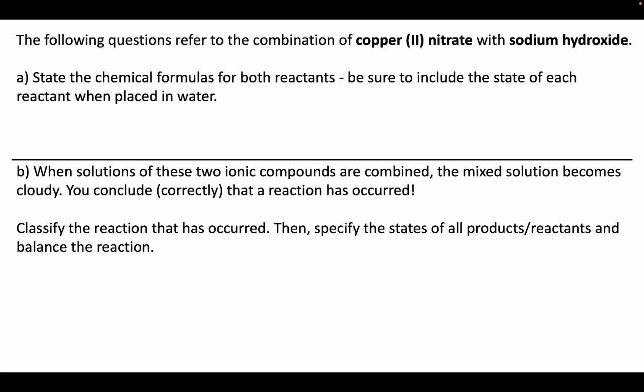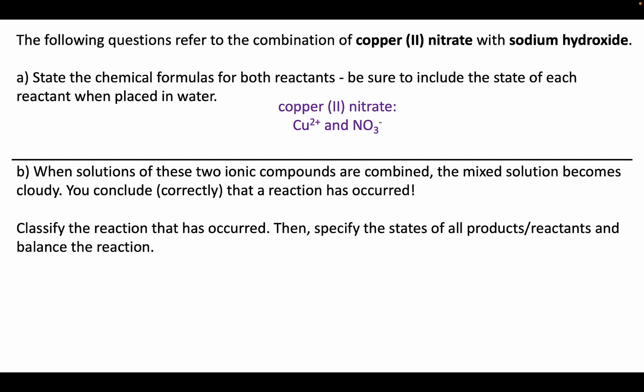All right, so let's take a look at the solutions to this quiz. First, we want to state the chemical formulas for both of these reactants, which we are going to perform a reaction with. So our first is copper II nitrate, and when we're looking at an ionic compound, it's really good to break down what exactly are the anion and the cation in this compound.